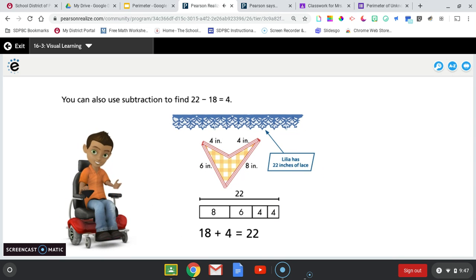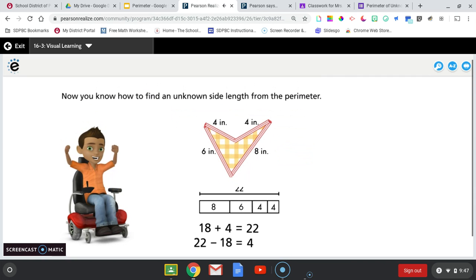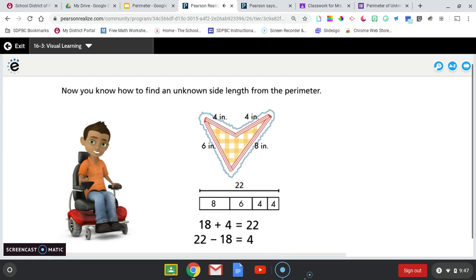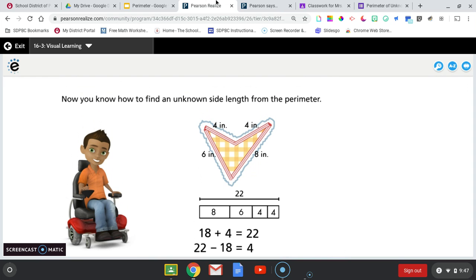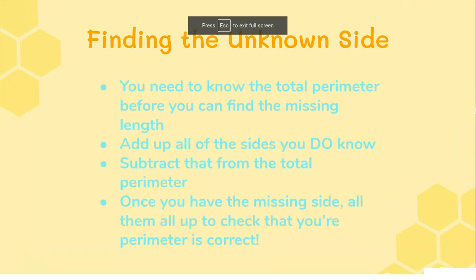There is another way you can find the answer. You can also use subtraction to find 22 minus 18 equals 4. Now you know how to find an unknown side length from the perimeter. I actually prefer to use the subtraction because I think it's easier, so that's the way that I'm going to go over in the next slide, but you can use the bar diagram option if that's what works for you.